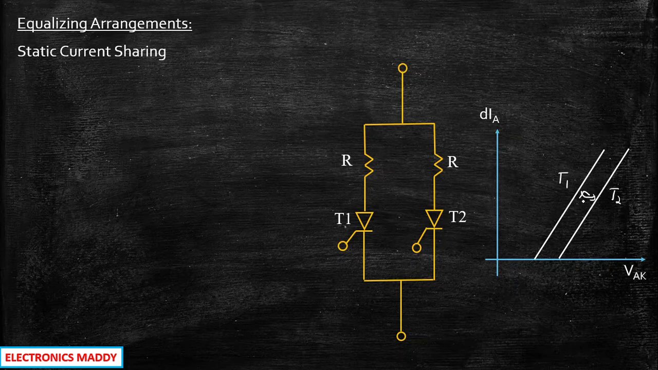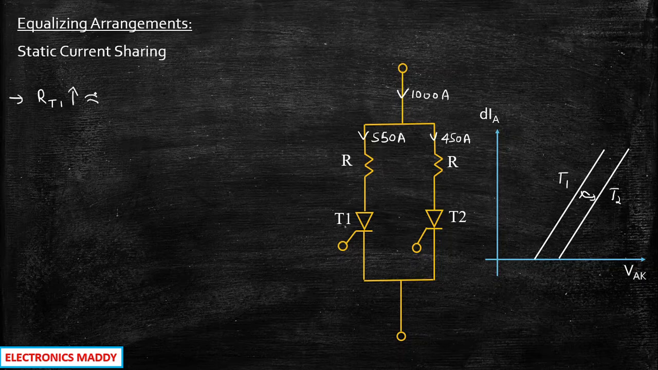Because of this, what will happen? We had assumed previously that when we are supplying 1000 amps, 500 will flow through this and 500 will flow through this. But here, because of this unequal variation, 550 may flow through this and 450 may flow through this, the remaining current. Because 550 is flowing through T1 and it is rated for only 500 amperes, the internal resistance of T1, that is RT1, will increase.